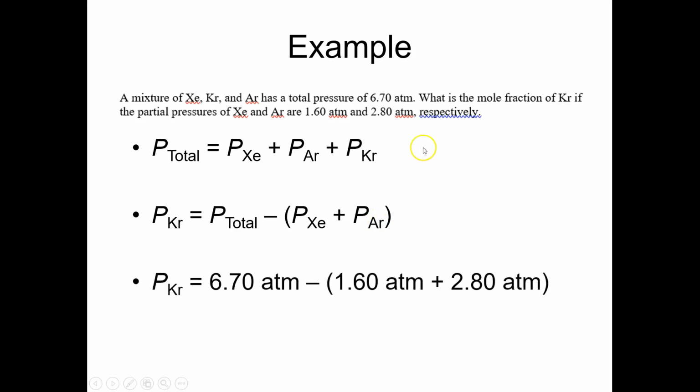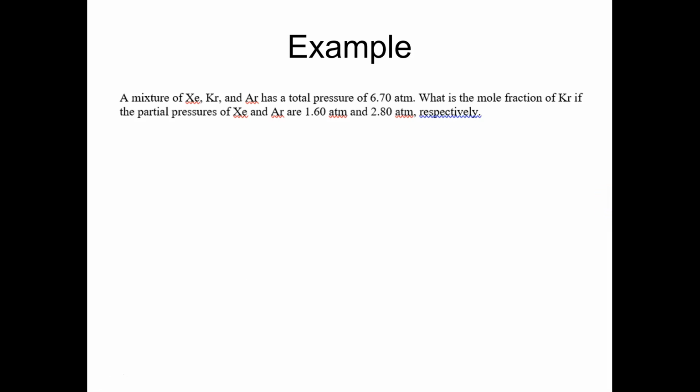So we plug in the numbers that the problem gives us. The total pressure is 6.7 atmospheres. The partial pressures of xenon and argon are given to us as 1.6 and 2.8. We get the partial pressure of krypton is equal to 2.30 atmospheres. Okay, we've worked out the partial pressure of krypton. Now we want to try and work out its mole fraction.